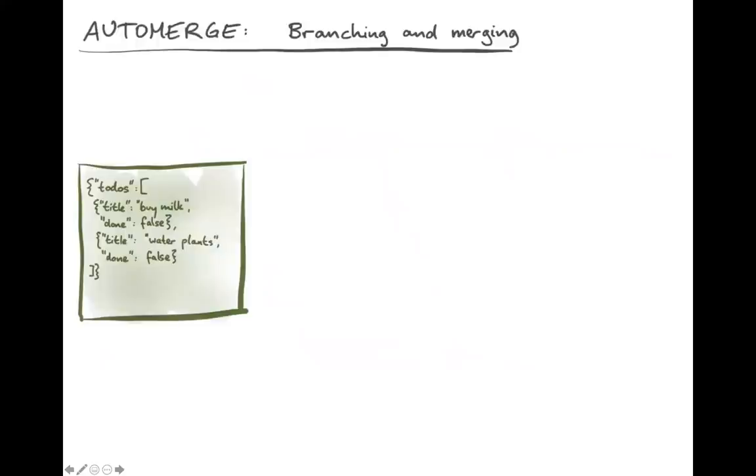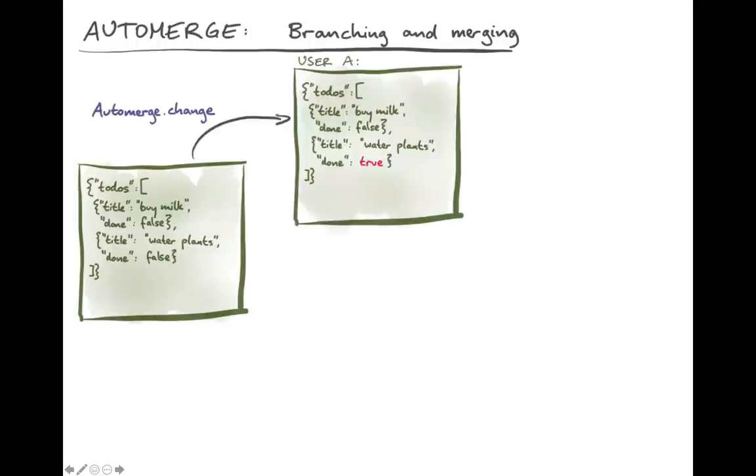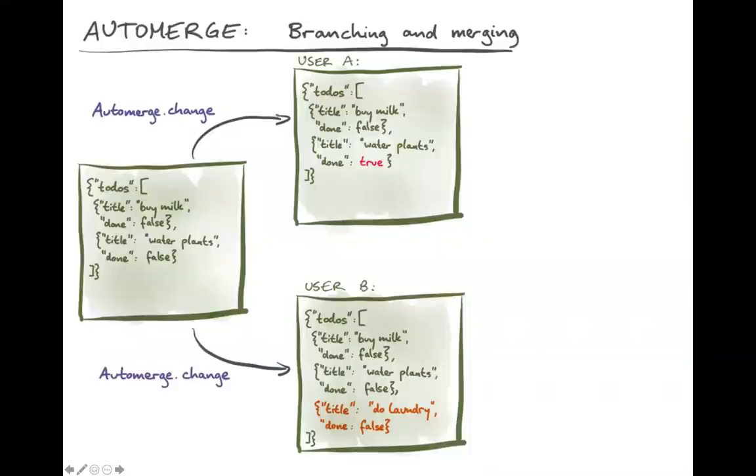So you might represent a to-do list as a JSON document. In this case, I've got two items on the to-do list, buying milk and watering the plants. And let's say on one device, the user checks the box on watering the plants to indicate that that item has been done. And on a different device, the user adds a new item to do the laundry and adds that to the end of the to-do list.